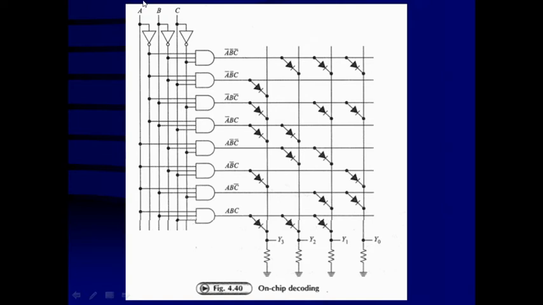Anything you can do accordingly. Suppose you select address 6. That means 110. A is equal to 1, so A is connected to the input. B is equal to 1, so that is connected here. C is equal to 0, so C bar is connected here, which is going to be high. So all the three inputs are going to be high, so the output of this gate is going to be high, and this line is going to be activated. Only this line is going to be high.